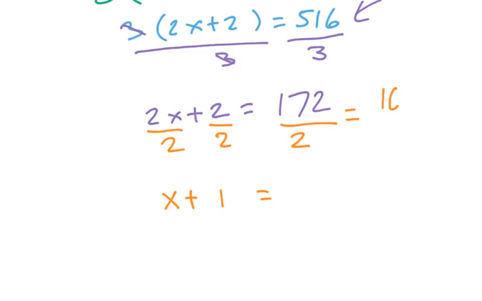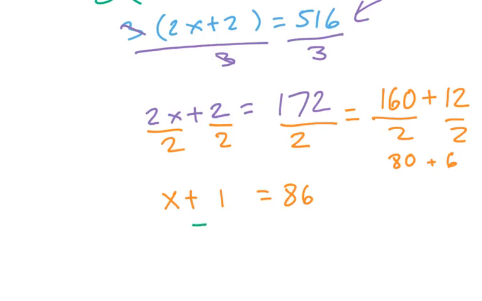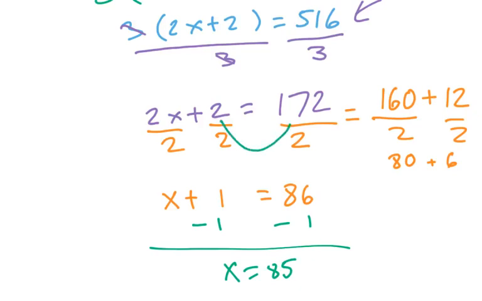172 is 160 plus 12, and so if I divide each of these by 2, I get 80, and this is 6, put it together, it's 86. And if I subtract 1, x is 85. Okay, and there's my answer. Again, if you don't like that, and in hindsight it's actually probably easier, you could have subtracted 2 over here, gotten 170, and then divided by 2. 170 divided by 2 is 85 as well. But it's good to know different ways of approaching problems.